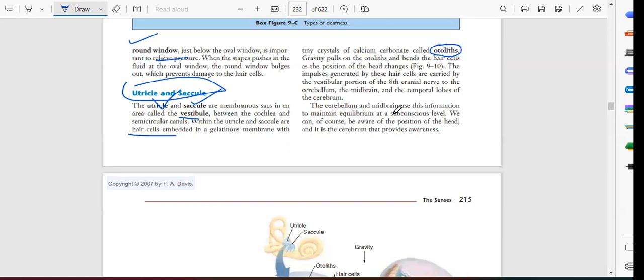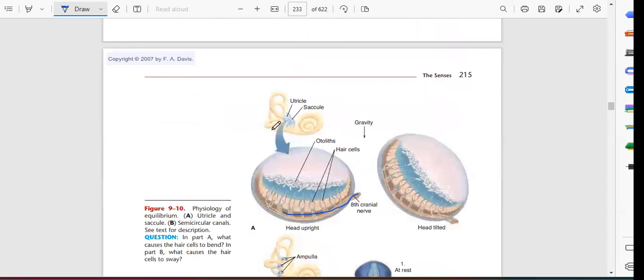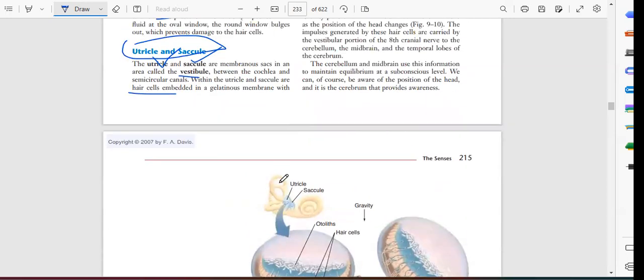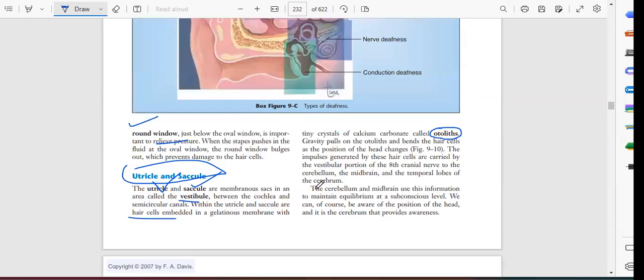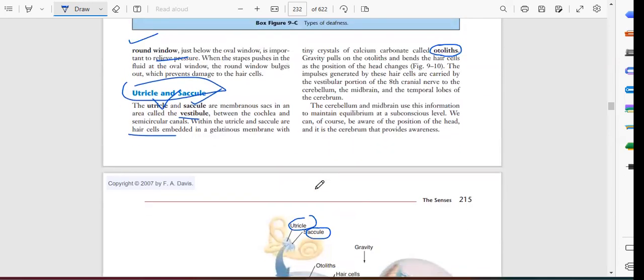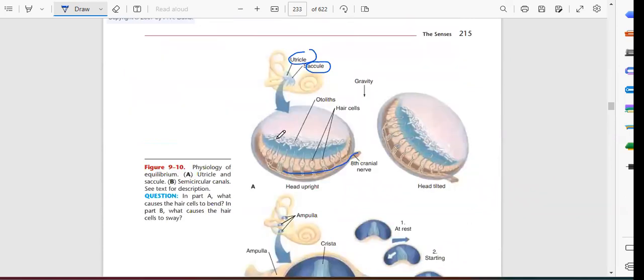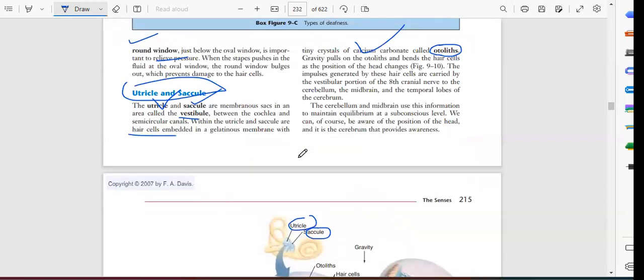So how is the equilibrium maintained? Kindly see. This is the vestibule. In the vestibule, utricle and saccule, there is a membrane made up of calcium carbonate called otoliths. This membrane is connected to the hair cells. Hair cells are there.